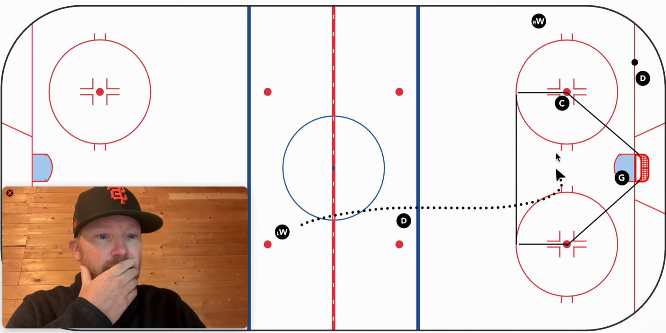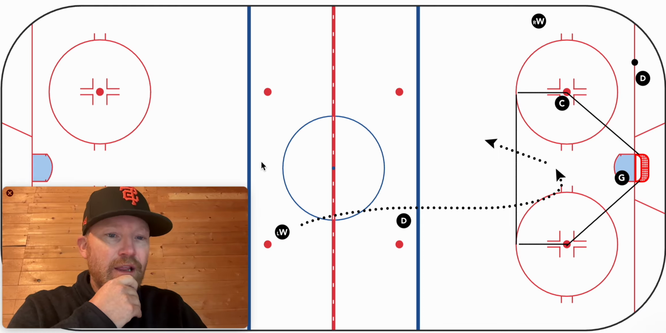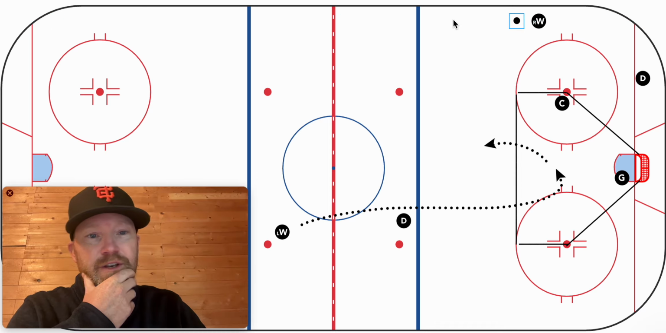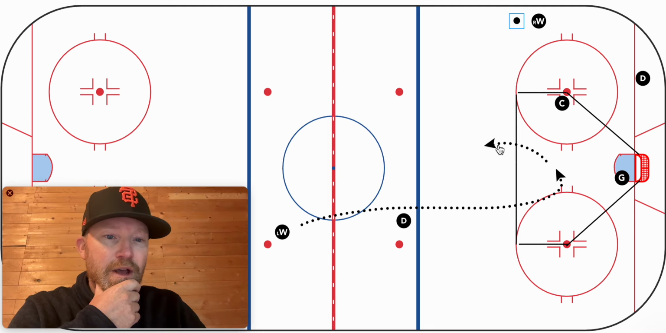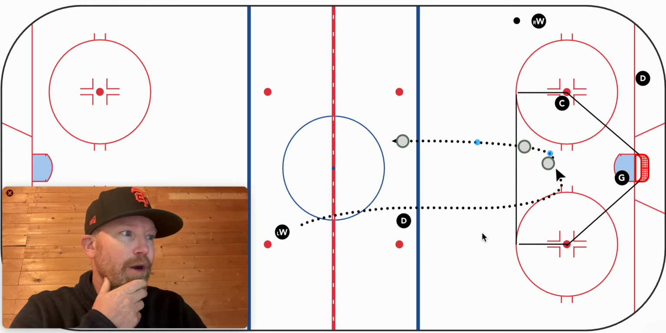And then what they want to do is, as soon as that pass is made, they want to start moving up the ice. But they're not leaving the zone until that puck leaves the zone. Because if you look at this, they're actually the last line of defense. So if there is a turnover here, or the defenseman pinches, or there's pressure here and we don't have time to get the puck out, and this winger is already up here, that leaves the middle of the ice open. So again, it's really important that we all come back through the middle of the ice. We're staying low to the puck, and we're helping our teammates with the breakout options.